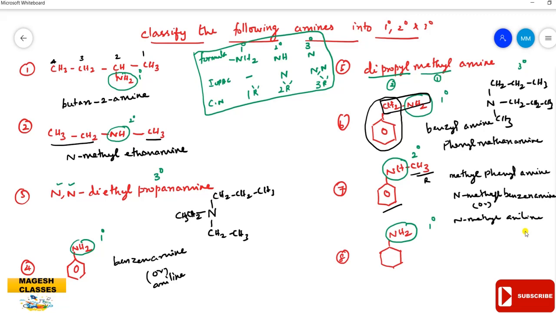And here the group attached is a cyclohexyl group. It is a type of primary amine. The common name is cyclohexylamine. The IUPAC name is cyclohexanamine. Clear? Okay, students.